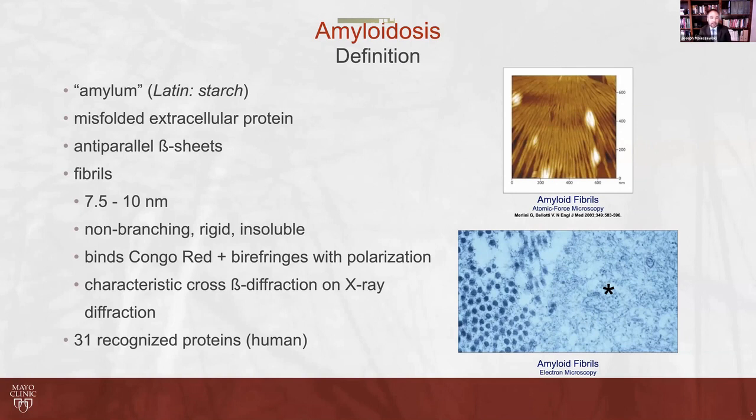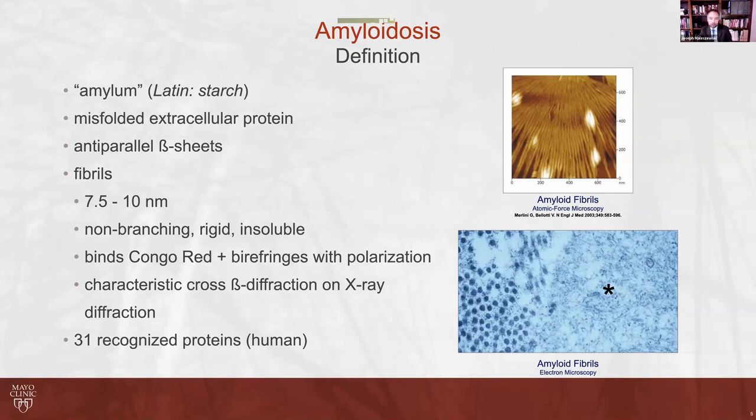And the proteins that tend to deposit as amyloid have in common this propensity, this ability to form anti-parallel beta-pleated sheets in their secondary structure, which allows them to achieve this very solid and stable configuration. The fibrils themselves are 7.5 to 10 nanometers in size, so smaller than that of collagen, and also unlike collagen, they're non-branching, rigid, and insoluble.